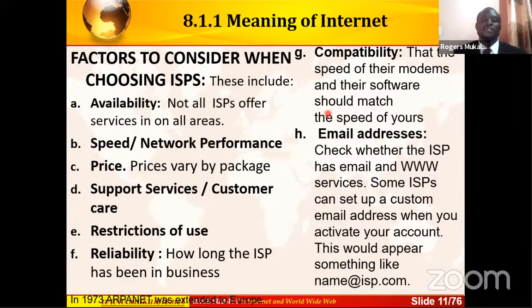Availability. Make sure that, for example, there is a network called Lyca Mobile. I use it also. But when I go some places, the network is not there. So if you are going to buy this line and you want to go to the village with it at Christmas, you may reach and there's no signal there. So make sure that the ISP, the network you're using, is everywhere. That's why you see some networks like MTN use the slogan, everywhere you go.